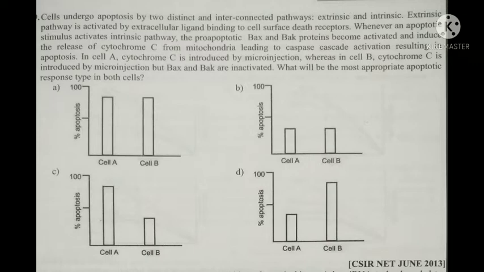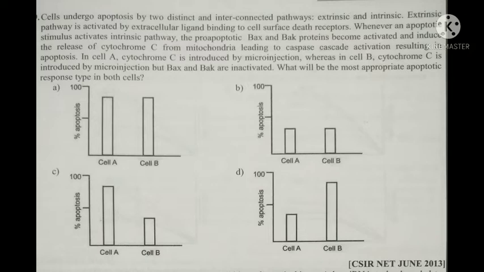So guys, the question is lengthy, but the actual question begins from "in cell A cytochrome C". From here the actual question begins, and the first part of the question explains the apoptotic pathways, that is extrinsic and intrinsic. In this question, it has been asked that if cytochrome C is introduced in a cell by microinjection, then what will be the effect? What will be the percentage of apoptosis?